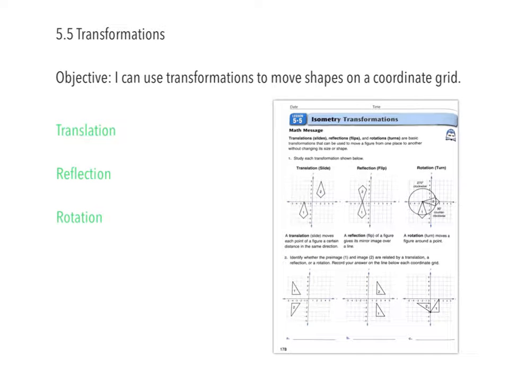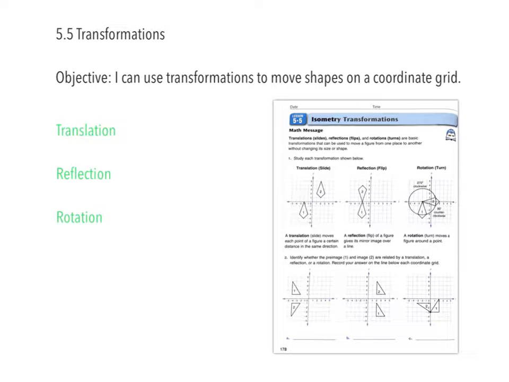This week we are moving on to transformations, and we're going to start talking about these today, but we'll continue talking about them definitely tomorrow as well. So, our goal today is that we can use transformations to move shapes on a coordinate grid.